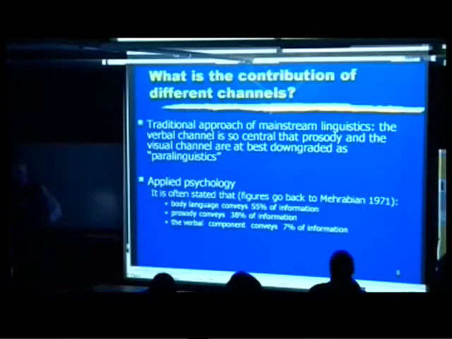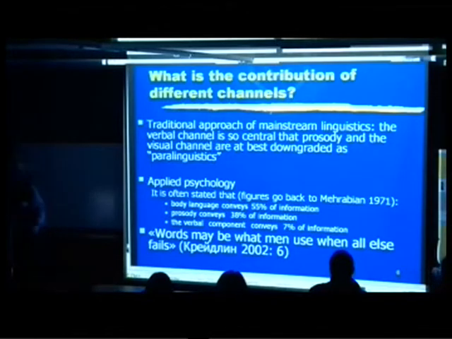In connection with this, I can also cite the work by Kreidlin, who quotes a wisdom that words may be what men use when all else fails. So these are two radically different, opposite approaches, and I would like to address the question, who is right, the mainstream linguistic approach or the view that other channels of communication are more important.